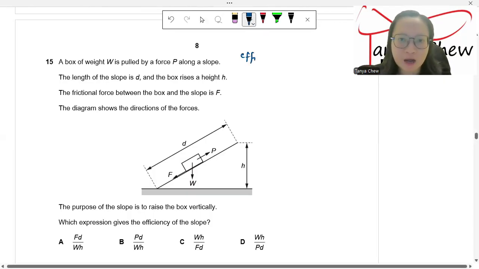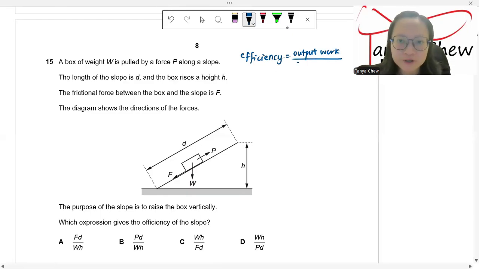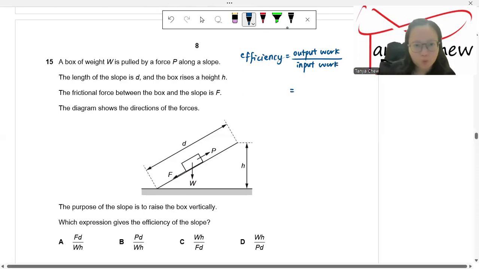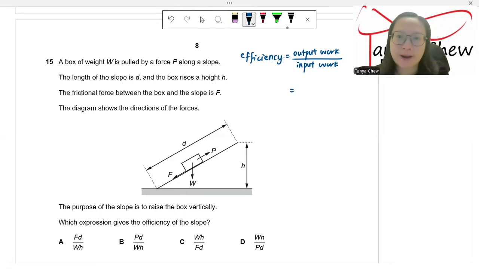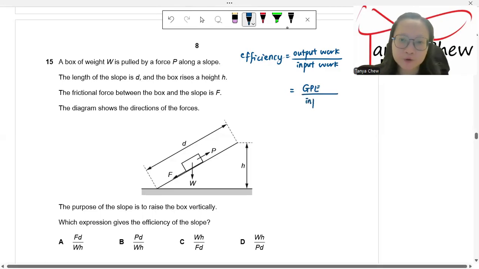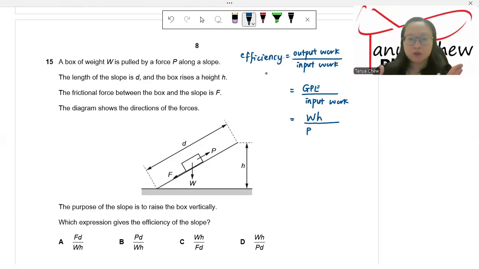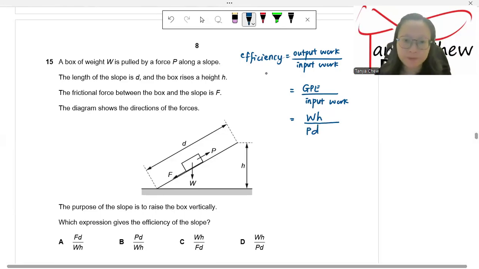Bear in mind, efficiency can be calculated from this ratio. It is the useful output work divided by the input work. Because the purpose of the slope is to raise the box vertically, the output work is the GPE. GPE is mgh. Mg is W, H is just H, over the input work. The box is being pulled by a force P, so input is P times the distance moved by the box. Bear in mind, to find the work, the force and the distance must act in the same direction, which is D. WH over PD. D is the answer.